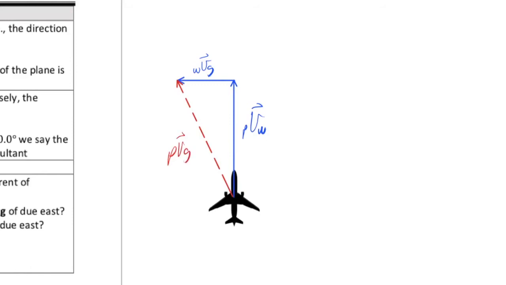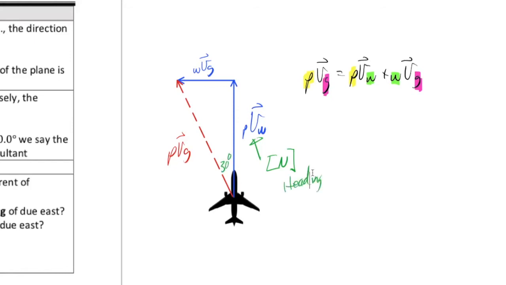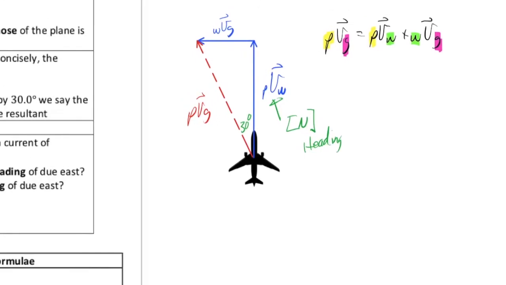And the vector equation would be as follows. PVG is equal to PVW plus WVG. And notice, start with a P, start with a P, end with a G, end with a G. And this is our W sandwich. In this case, the PVW is north. And let's say the wind throws the plane off by 30 degrees. So this heading would be north, but the bearing of the plane would be the direction of the resultant, which in this case would be north, 30 degrees west. And that would be the bearing.